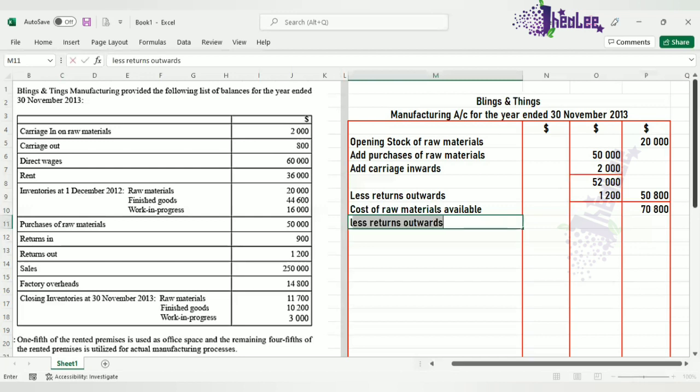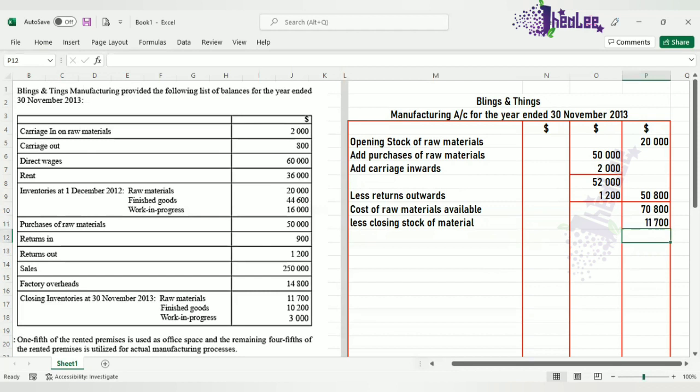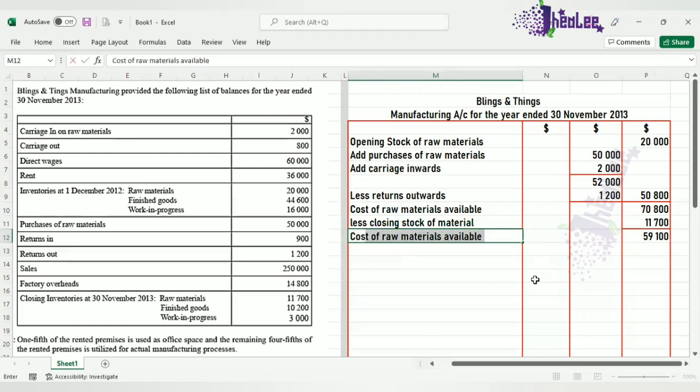Our next step is to less closing stock of raw material. And the closing stock of raw material is 11,700. So we're subtracting this 11,700 from the 70,800. After calculating, the figure that we have remaining is 59,100. Now this 59,100 is referred to as cost of raw material used, or you could refer to it as cost of raw material consumed, whichever term you want to use.